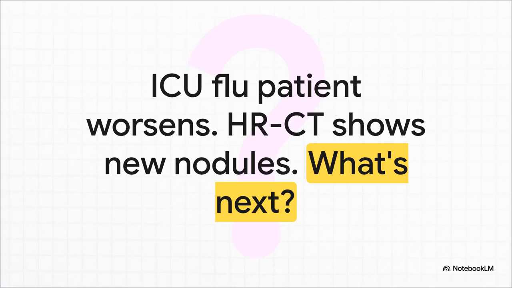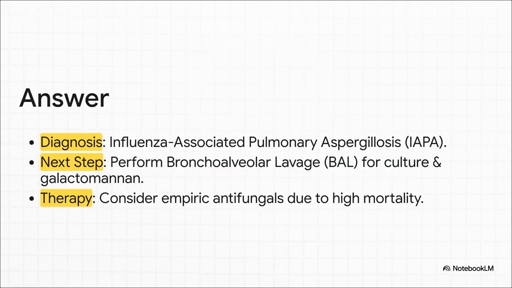So here's the scenario. You're covering the ICU. You have a patient with severe influenza who's also on corticosteroids. All of a sudden, their breathing gets worse and they're in respiratory failure. You get a stat HRCT scan and it comes back showing new nodules in the lungs. So what's your number one suspected diagnosis and what is your immediate next step? Go ahead and take a second to think it through. All right, you got it?